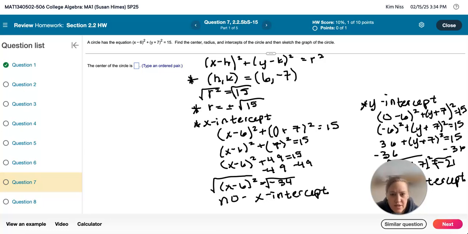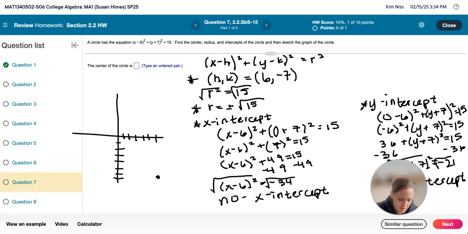Okay, so now it says sketch the graph of the circle. So we'll do that over here. It's just going to be a very rough sketch. So we know that our center is at x equals 6, so 1, 2, 3, 4, 5, 6. And then y equals negative 7, so 1, 2, 3, 4, 5, 6, 7. So it's going to be somewhere around here. So now we're going to take the square root of 15.